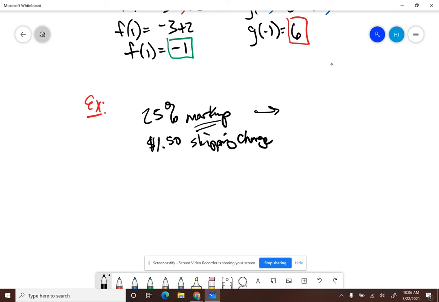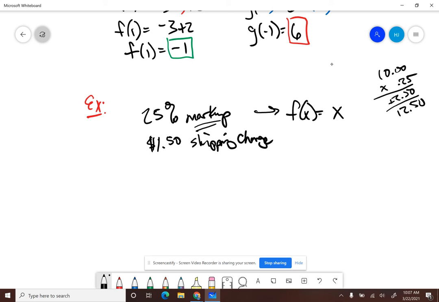Okay. So if you think about this, f of x, we'll just make it f of x equals x, because I don't know what the cost of the video game is, but I know that I'm going to multiply that. Let's just think about this for just a second. If you got $10 for a game, and then you multiply it times 25%, then you've got to take that 25%, which is $2.50, and then you've got to add it back to that $10. So that makes it $12.50.